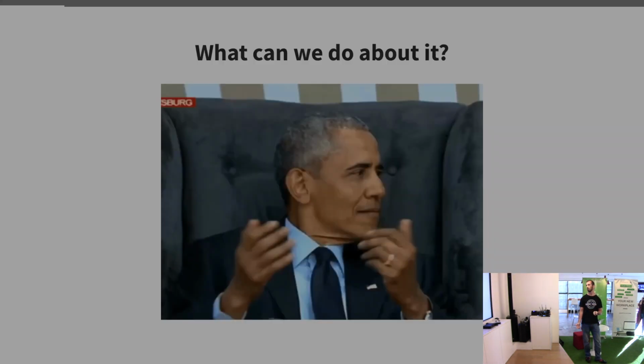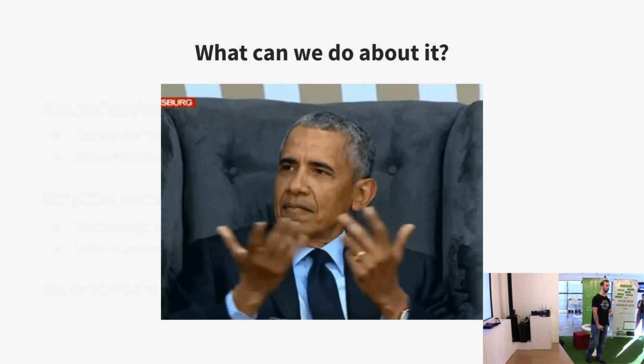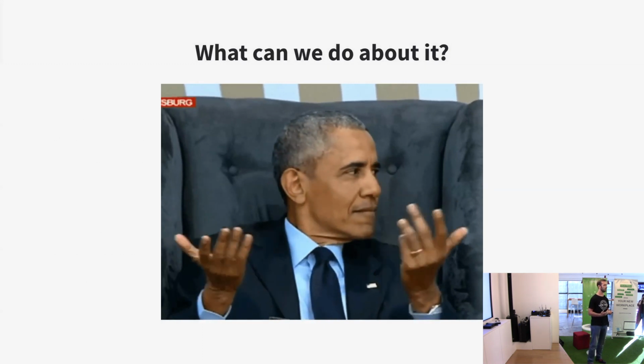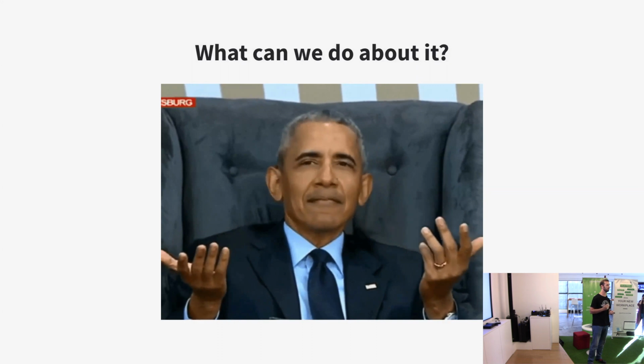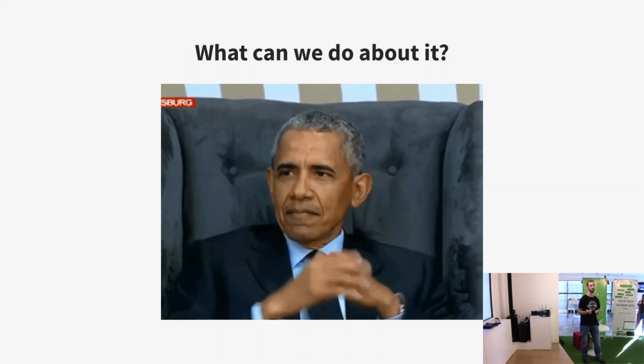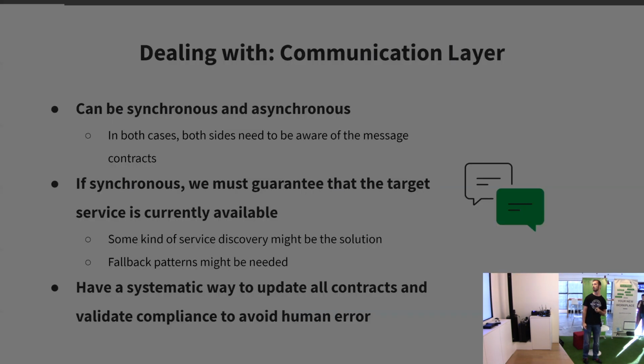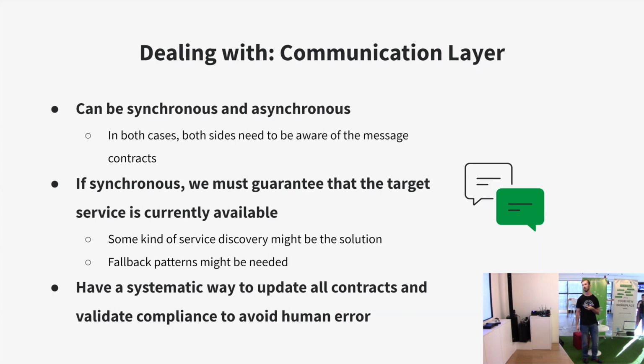So what can we do about those issues? How can we make sure that they are as less painful as possible for our day-to-day? Starting with the communication layer, I don't want to be really specific about how we implement it. We can use queues, we can use direct HTTP requests, anything that is communication. It depends on what the service intends to do.